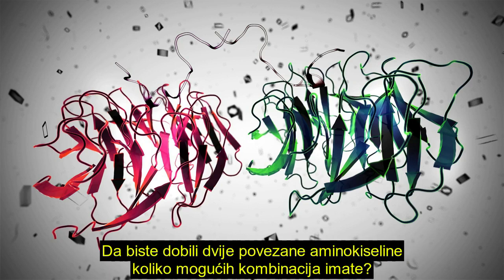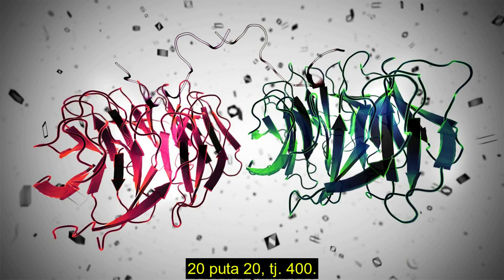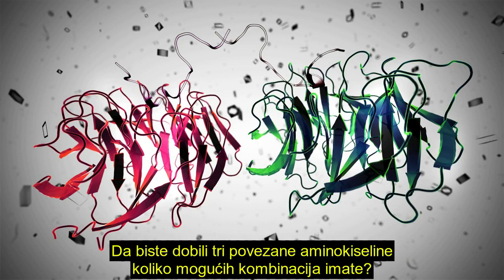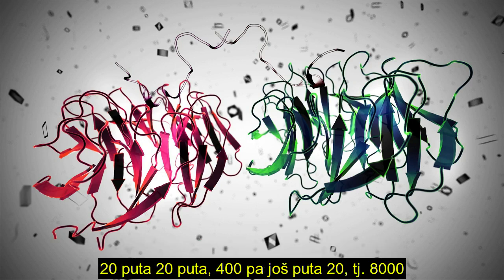So to get at 2 sites, how many possible combinations do you have? 20 times 20 again, so 400. If then you go to 3 sites, how many possible combinations? 20 times 20, 400 times 20 again, 8,000, very good and quick, okay?